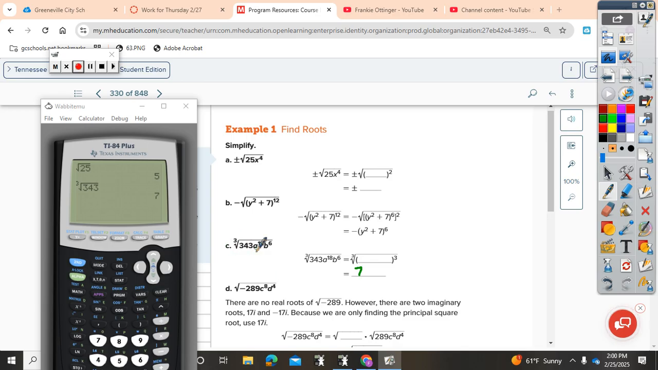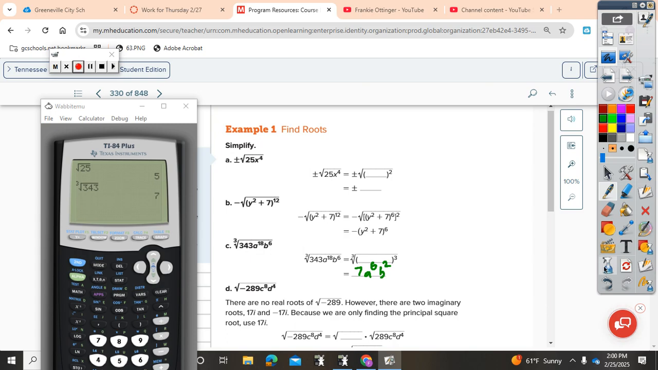And then how do I do the cube root of a to the 18? I do 18 divided by 3. That's going to be 6, I believe. Okay. The cube root of b to the 6, you can just do 6 divided by 3, and that is b squared. So my answer is 7a to the 6th b squared.